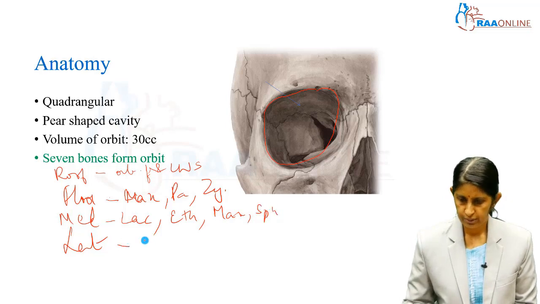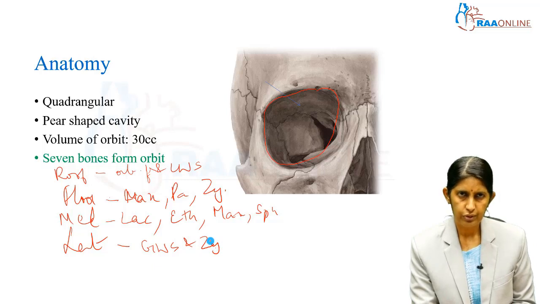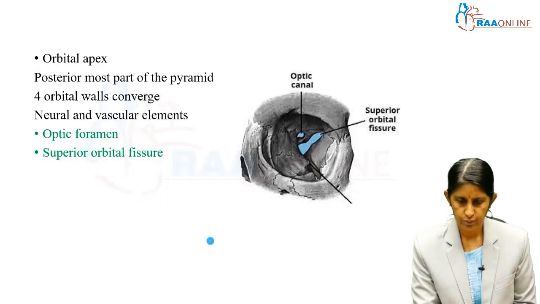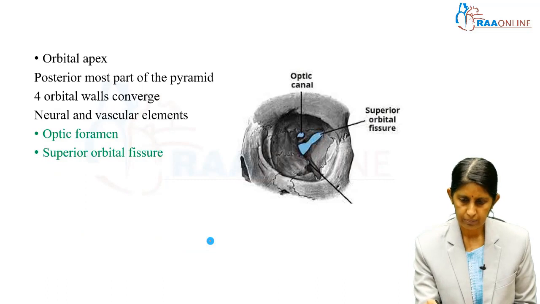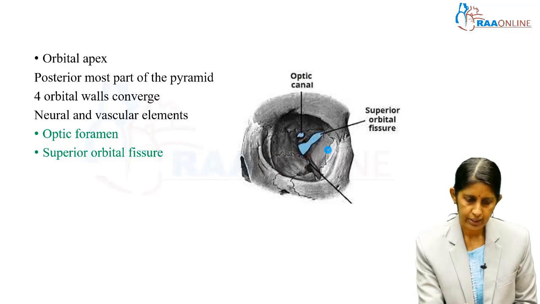The orbital apex, as you can see, is constituted by the structures present at the ending of the orbit. The posterior most part of this pyramid is called the orbital apex. In other words, the posterior most part of the quadrangular structure that comprises the orbit is the orbital apex, and that is the point where the 4 orbital walls converge. At this point you have 2 very important anatomical structures, the optic canal and the superior orbital fissure. The optic canal, or optic foramen, is constituted by the ophthalmic artery and the optic nerve.